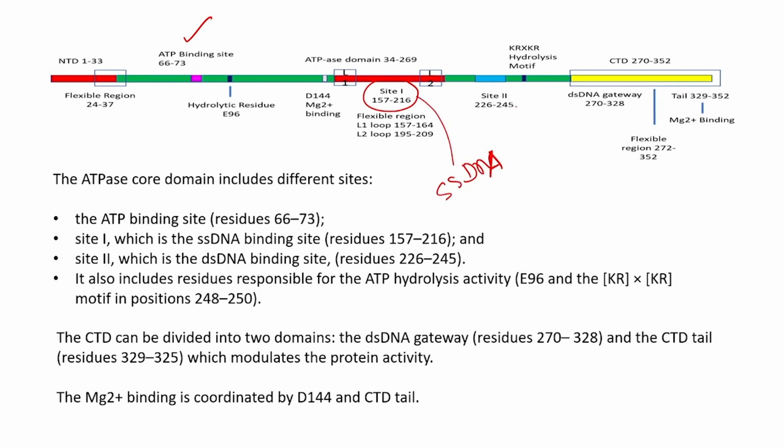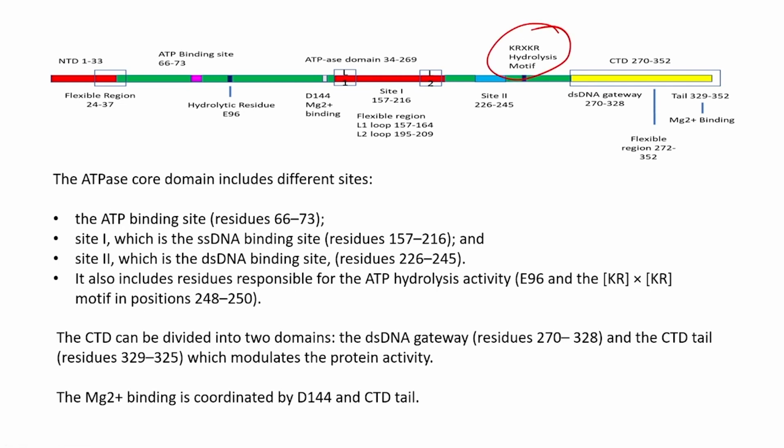Site 2 is the double-stranded DNA binding site. So this particular molecule can bind to single-stranded DNA and double-stranded DNA at the same time, and for this it has specific sites: site 1 for ssDNA binding and site 2 for dsDNA binding. It also includes residues responsible for the ATP hydrolysis activity. You can see these in the residues around 240 to 250 here.